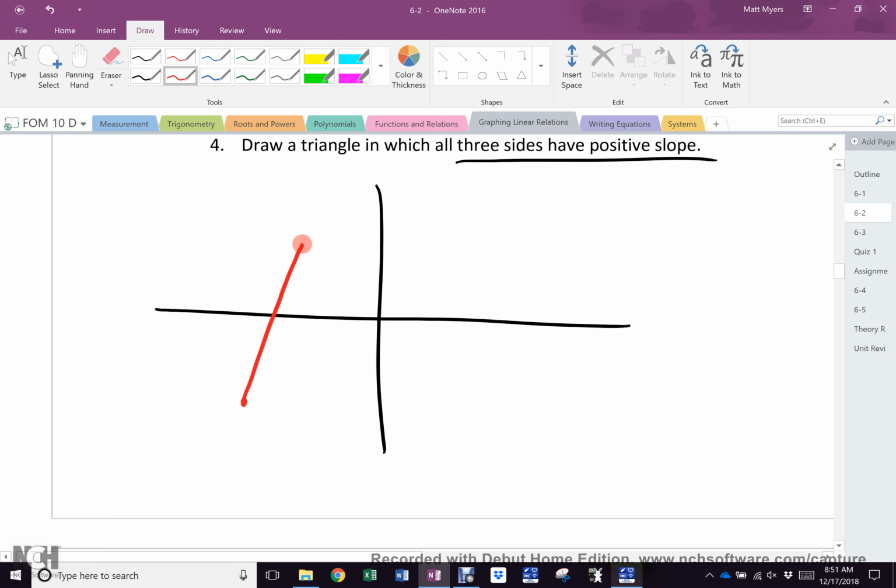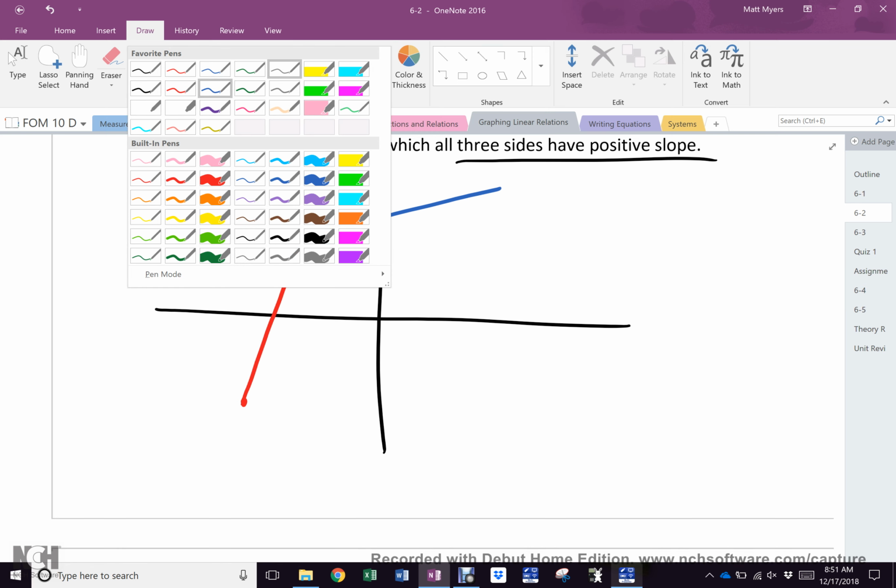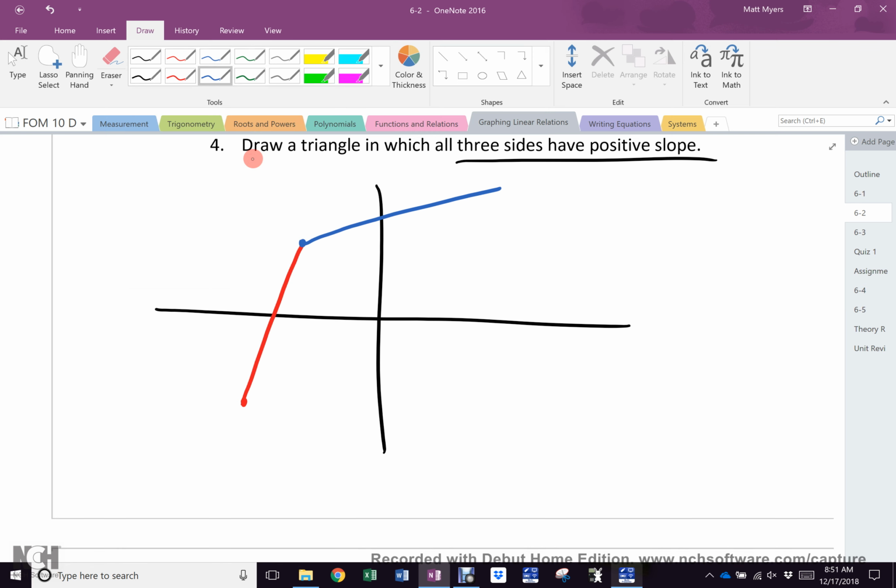Great. Now I need a second line, don't I? How does it have to go? Up and right. So my second line has to start here and go up and right. Is that okay? Did I go up and right? Okay, then the third line would also have to go up and right, wouldn't it? So from here to there, is that up and right? Easy peasy lemon squeezy.